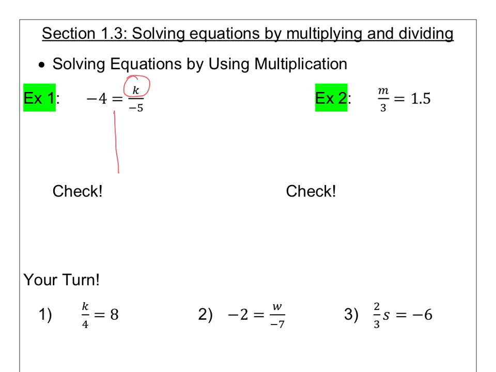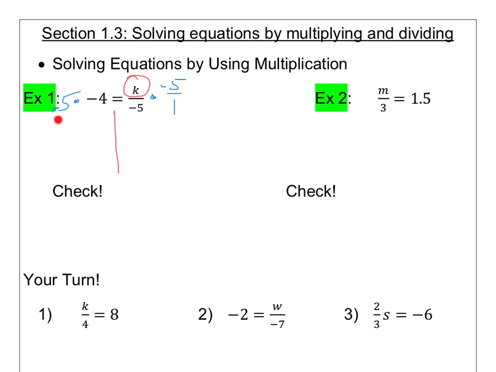The opposite of dividing by -5 would be to multiply by -5. So we are going to multiply the right side by -5 over 1, and I'm putting it over 1 because k over -5 is a fraction. And whenever you multiply a fraction by something, you want to make sure it's multiplied to another fraction. What we do to one side, we have to do to the other side. However, on the other side, I'm just multiplying by -5. I'm not multiplying by -5 over 1 because -4 is not a fraction.